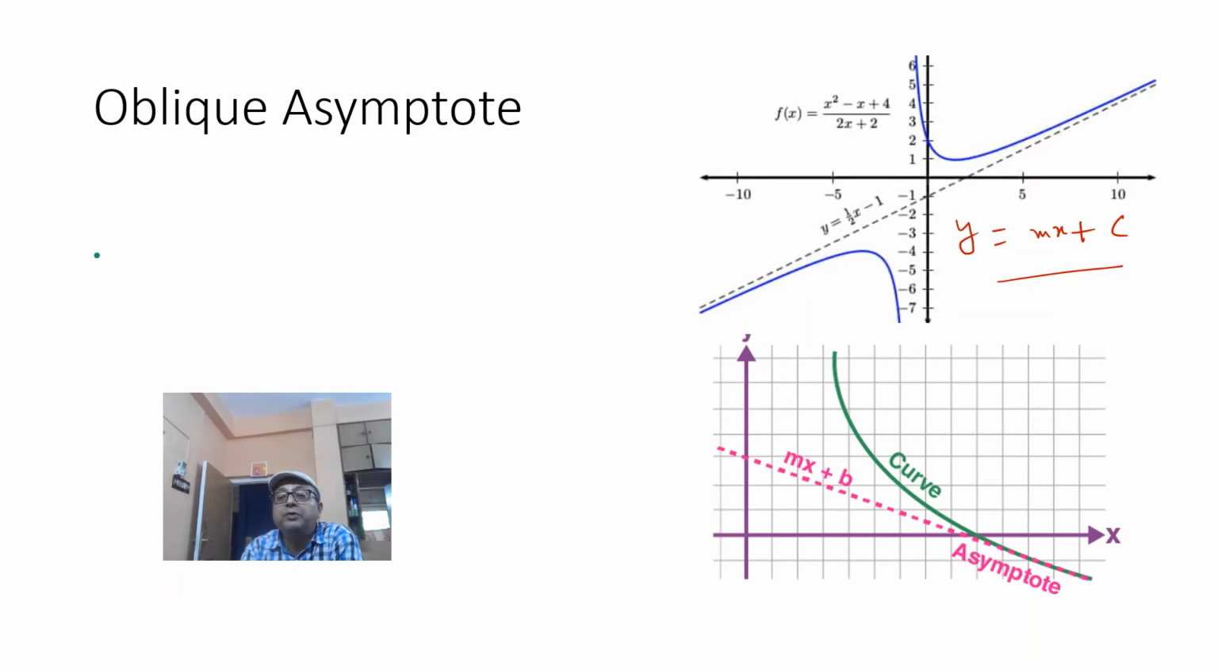So if we want to find the oblique asymptote of this form, y equal to mx plus c, we have to get the value of m and the value of c from the equation of the curve.